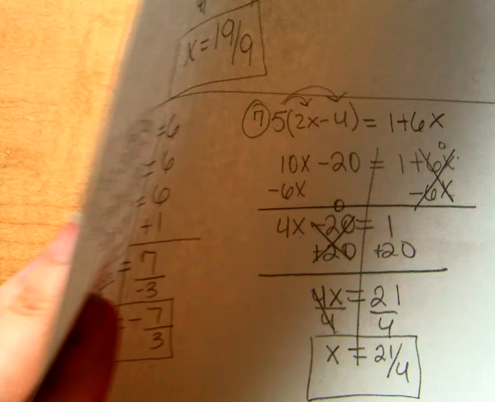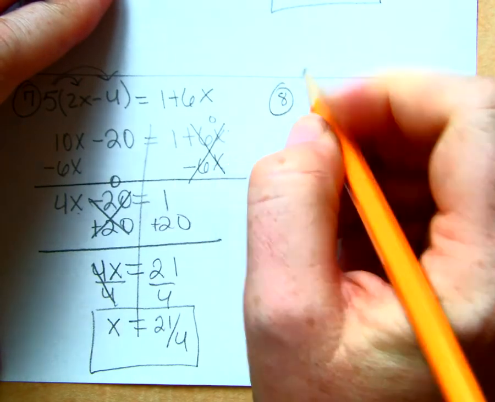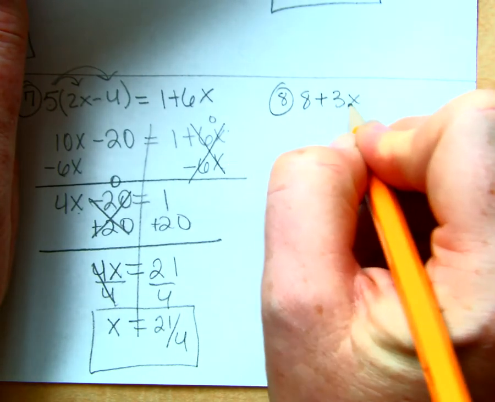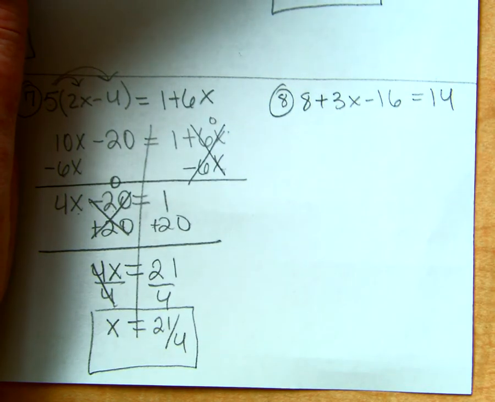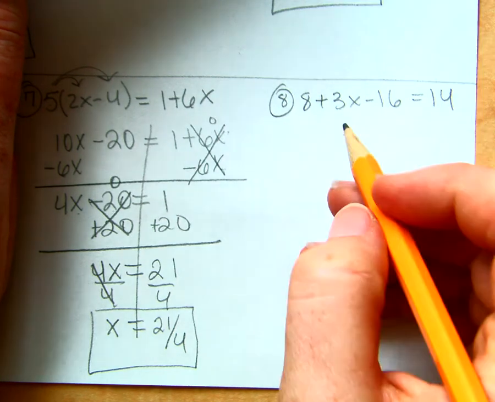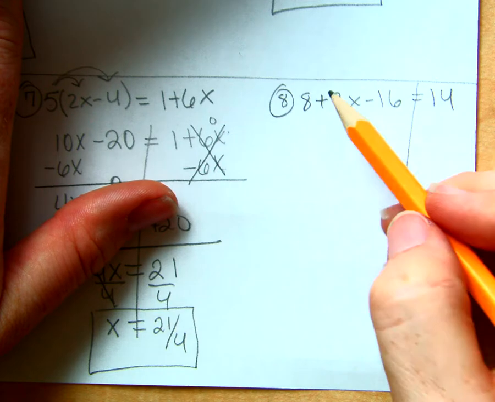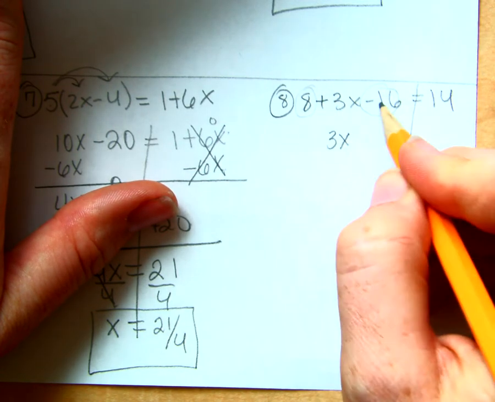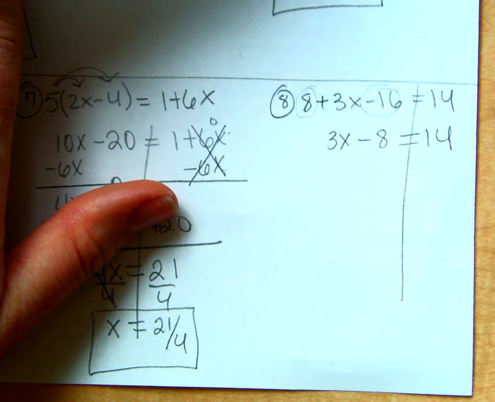All right, one more in this section, number 8. We have 8 plus 3x minus 16 equals 14. So no distributive property this time, but I do see some like terms I can combine. So 8 minus 16 is negative 8. Kind of an easy one here for this last one.